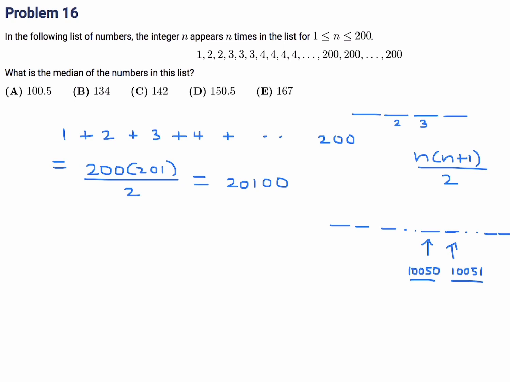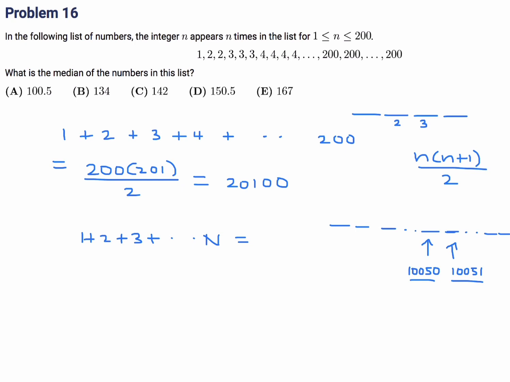Well, we have to figure out what number comes here and what number comes here. Well, I don't really know that, but I know that I can try to get close to that number. So 1 plus 2 plus 3 plus all the way up to some number n will perhaps be close to that. I don't know if it'll be exact, but it'll be close.